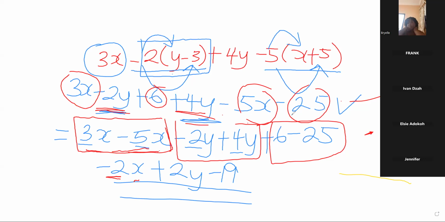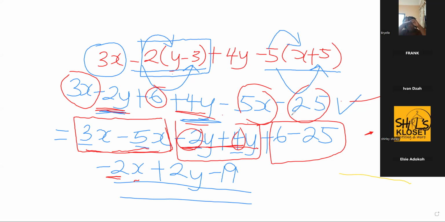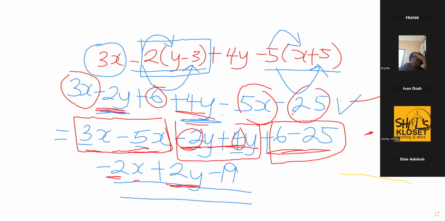Then there's the x. Then the 2y plus 4y means the 2 plus 4. What would that give you? 6y. Then 6 minus 25. That would be negative 19. Do you get it now? Yes, right? So let's take the next example.